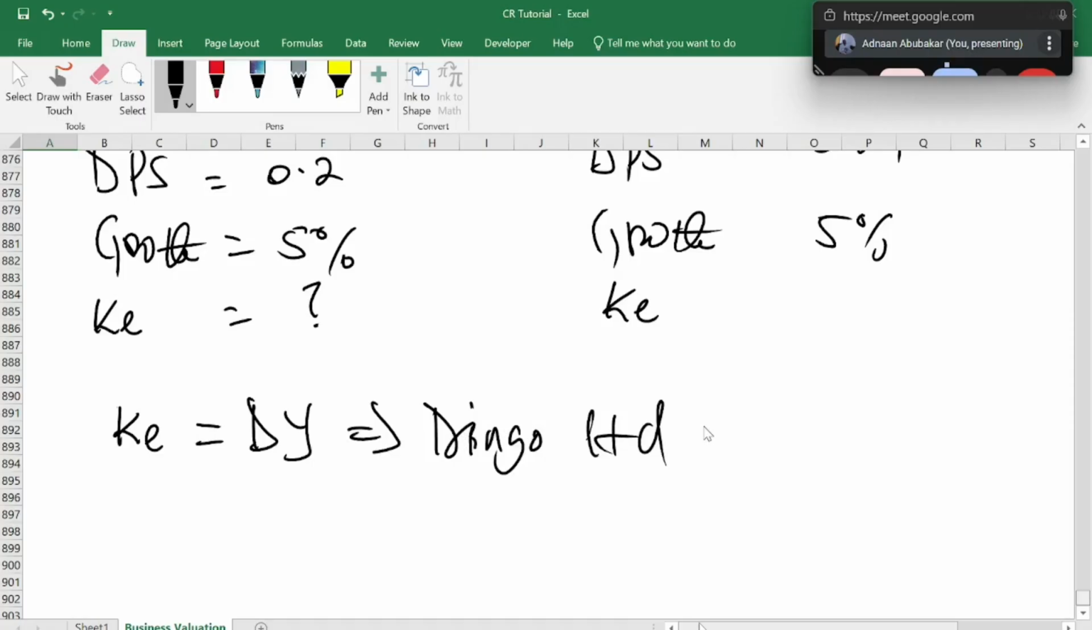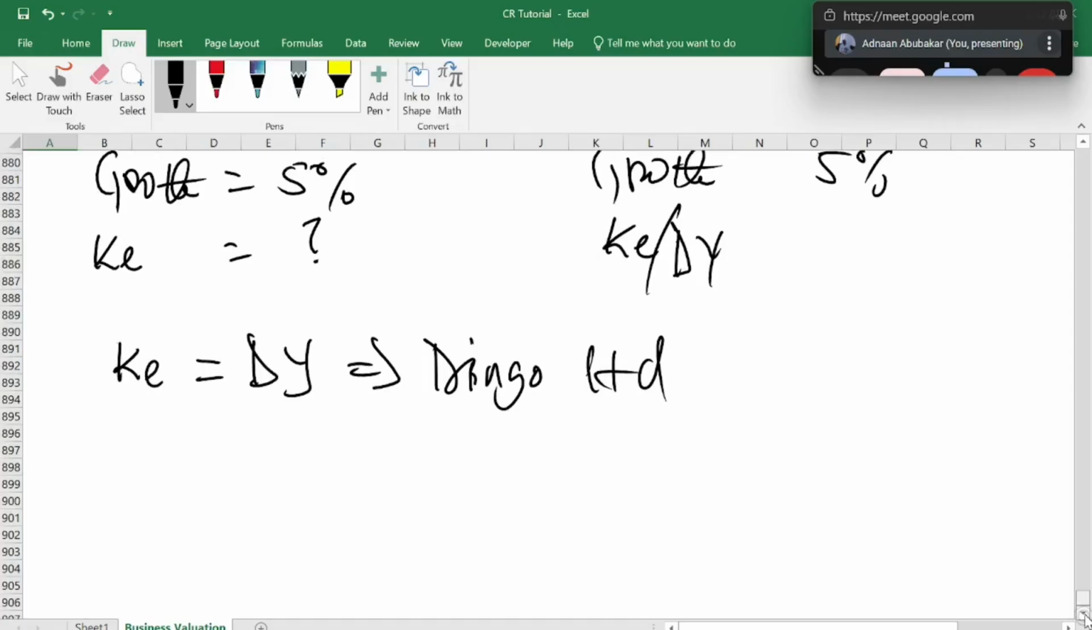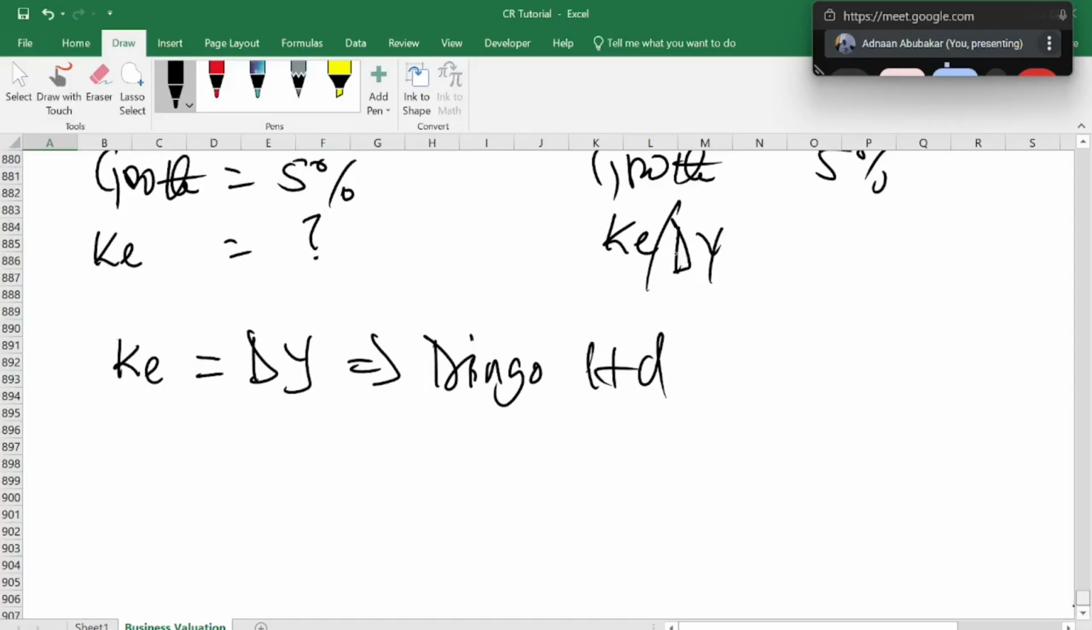Do you now understand? So cost of capital is equal to the dividend yield of Dingo Limited. All they want you to know is that if you know the dividend yield of Dingo Limited, it is the same as the cost of capital.